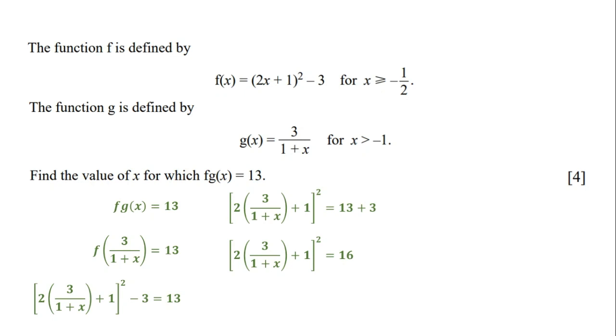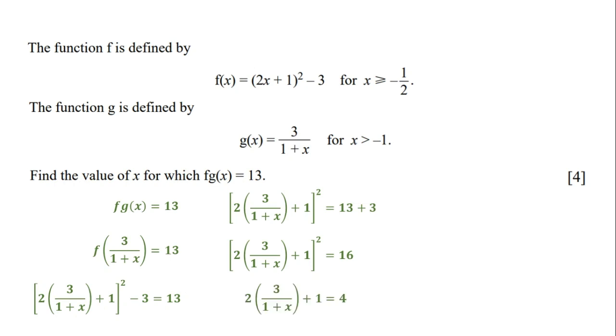Next, I want to remove the square. If I want to remove the square, I'll square root both sides. It might give me two possible answers. On the right side, it might give me a positive and negative value. But remember, your restrictions are almost all positive. So I won't care if I'll have a negative value. So it will just be a positive value.